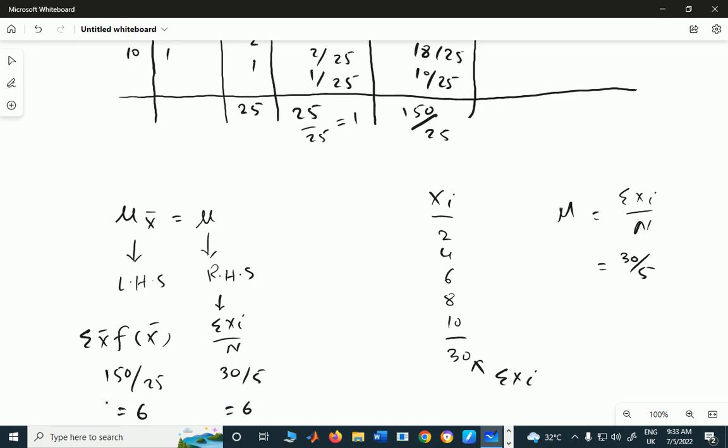So, the left hand side is exactly equal to the right hand side, and this is the verification of the first property of the sampling distribution of the sample mean.